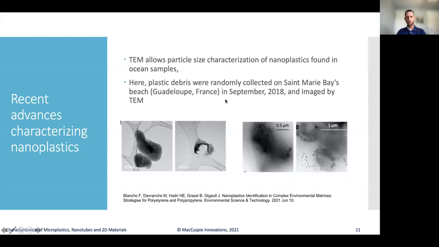beach in France in September of 2018, and their go-to technique for characterizing the material was transmission electron microscopy. It provides a great way to get the size and the size distribution and the morphology all in one single sample preparation, all in one single measurement. And it also allows the ability to survey a large number of particles across the grid.